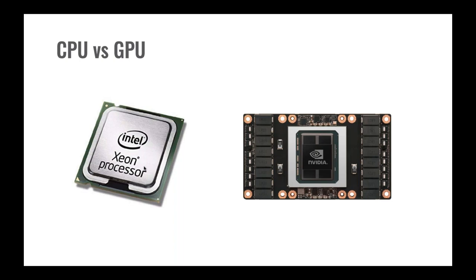A CPU has more memory, it has more power, but it can only do few things at a given point of time. A GPU has lesser memory, but more number of cores and can perform more number of operations in the given time. So that is the fundamental difference.